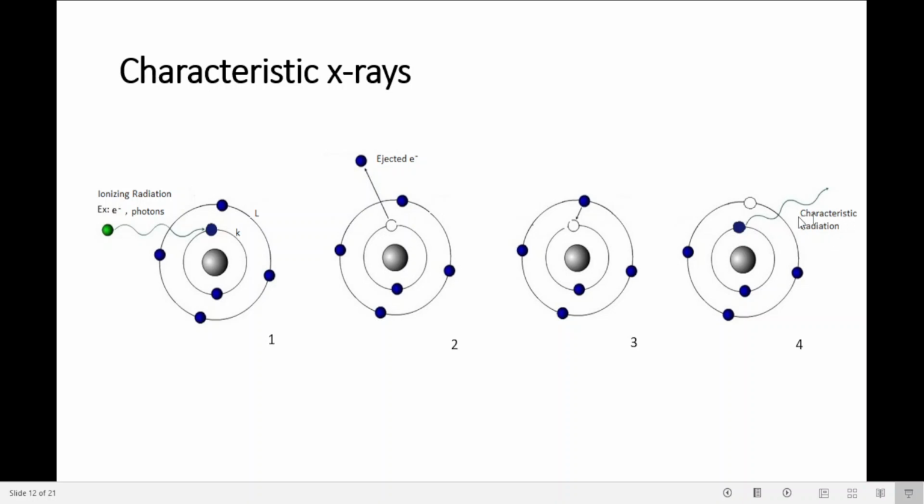It is called characteristic because the photon energy is characteristic of that atom and of the shells between which the transition took place. In this case, the characteristic radiation is characteristic of those two shells, the K shell and the L shell, where the transition took place, and of this atom. Because of that, a characteristic X-ray has a discrete value.